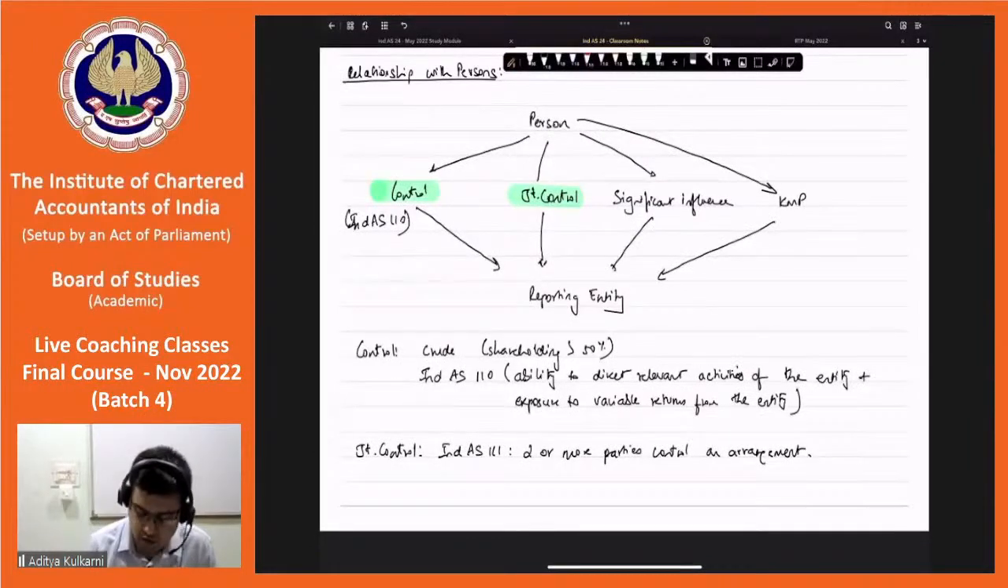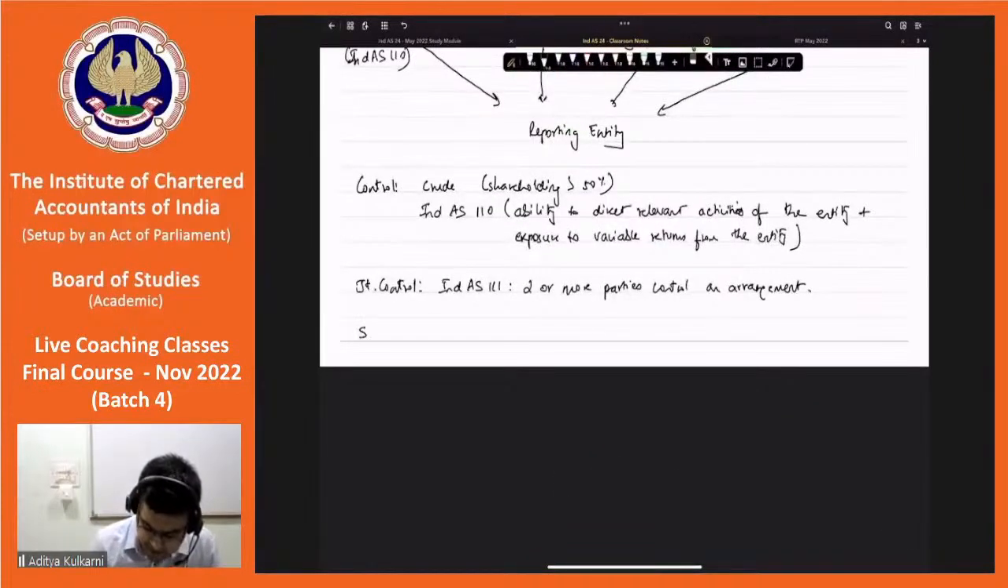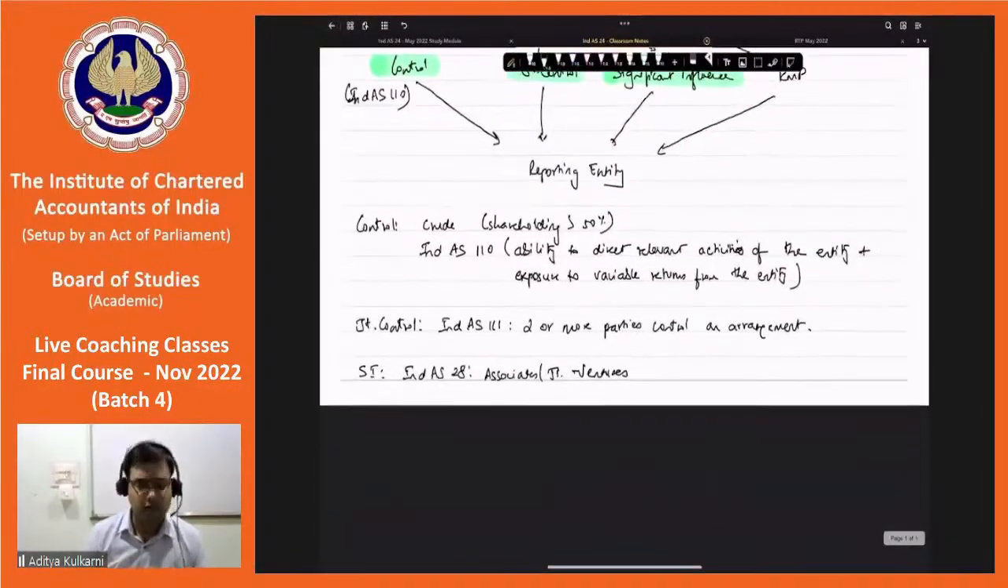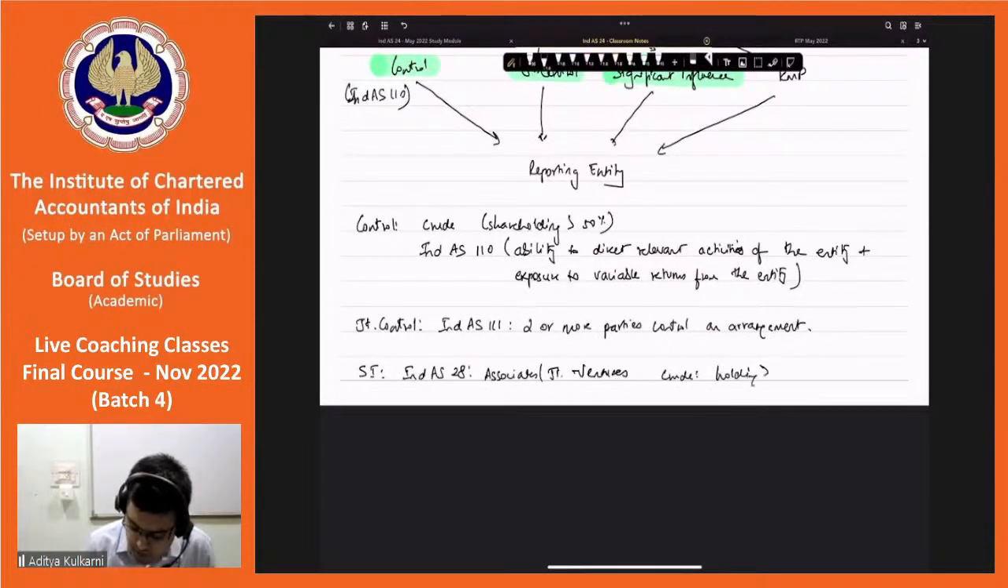Then you could have either a control or a joint control or a significant influence. When I talk about significant influence, this is under Ind AS 28, accounting for associates and joint ventures. What does it tell? Significant influence means, again, in a crude manner, holding more than 20% stake.